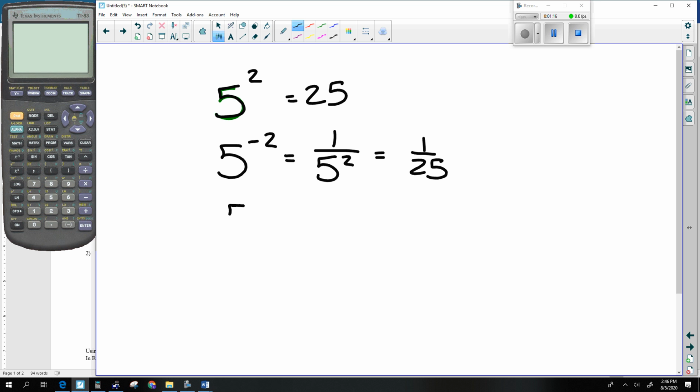What if it's a fraction? If it's a fraction, the numerator of the fraction is still the exponent. So this has 5 to the power of 1. So it's still the exponent of that number. The denominator is the type of root that it is. So this is a square root of 5, okay? Square root of 5 in this situation. That's what a fraction is.